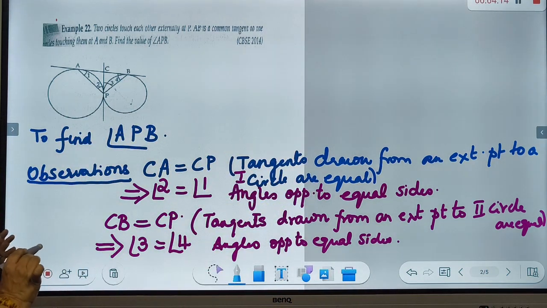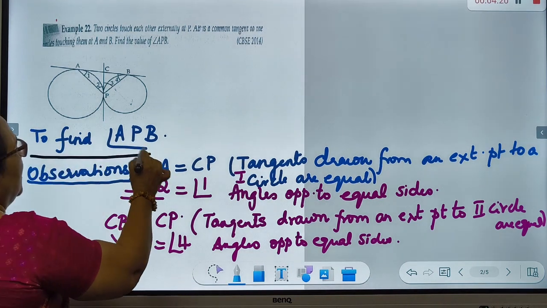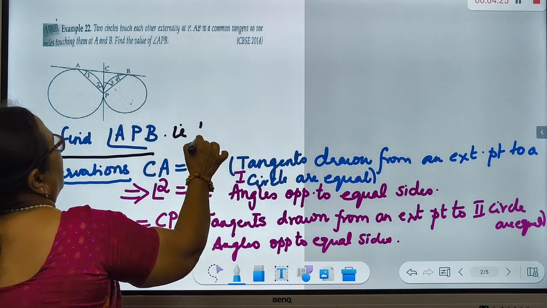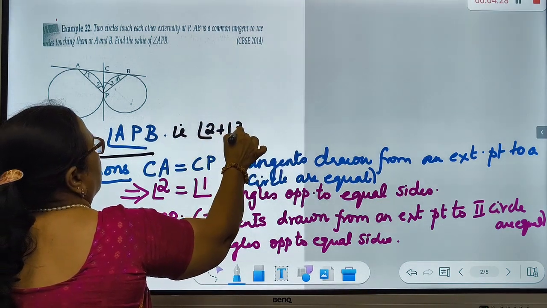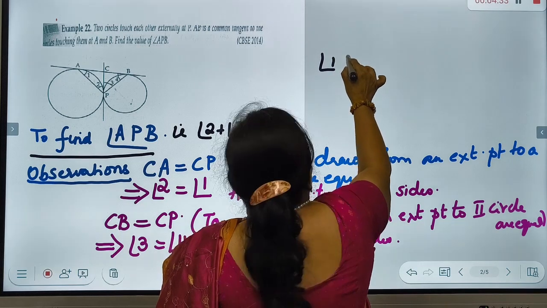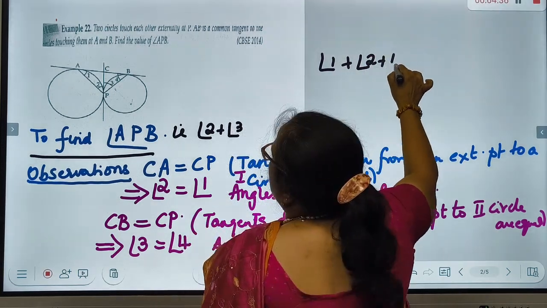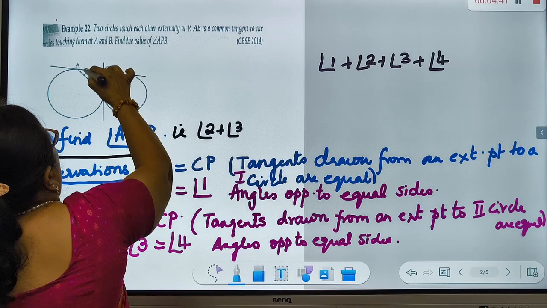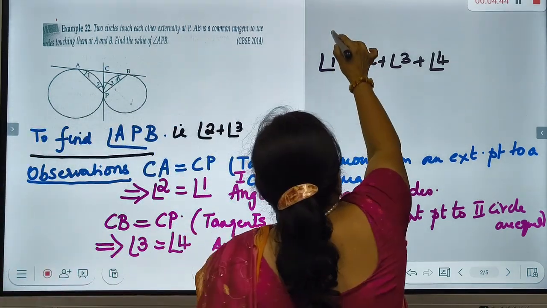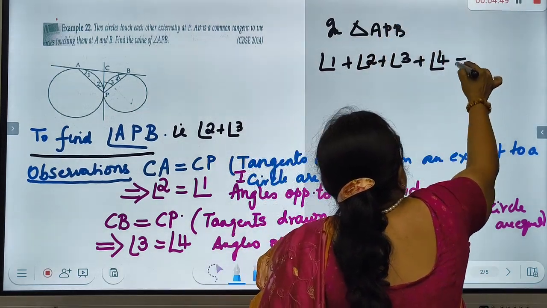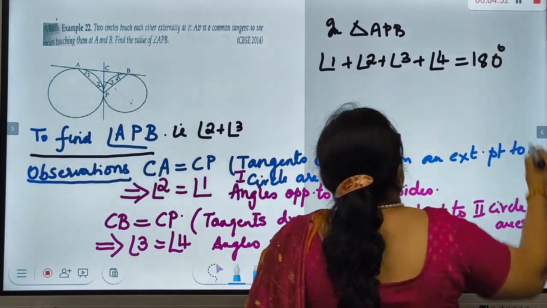Okay, so this is what observations we have made. Now what is it we need to do? We have to find the value of angle APB. What is angle APB? That is angle 2 plus angle 3. Now what do we know? Angle 1 plus angle 2 plus angle 3 plus angle 4. If I add all these angles, they form the angles of the triangle APB. So in triangle APB, this is equal to 180 degrees.